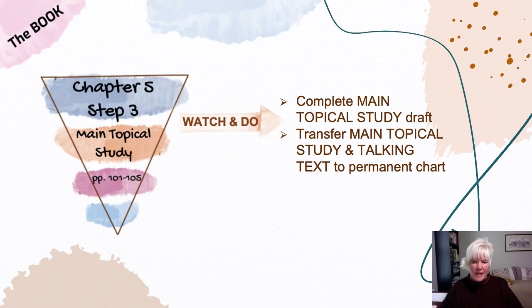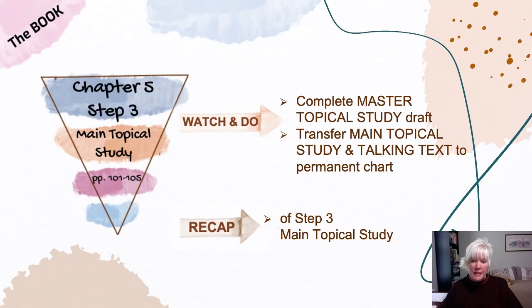So your assignment now is to complete your main topical study draft and then transfer your main topical study along with your talking text to your permanent chart. Be sure to make adjustments in the talking text to accommodate the main topical study because that should be prominent in your chart. You'll want to use the same chart 4x9 template to transfer that rectangle onto your heavier cardstock paper. When you complete all of Step 3, then watch the next video, recap of Step 3 Main Topical Study, where I will show you my Main Topical Study draft along with my permanent chart at this stage.